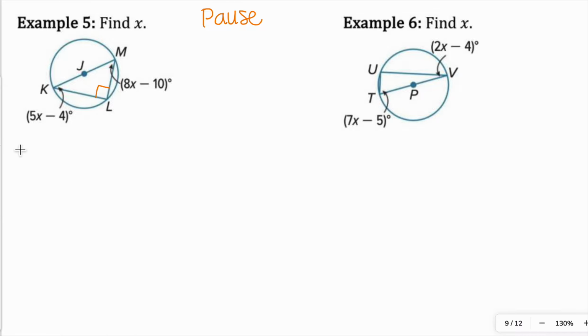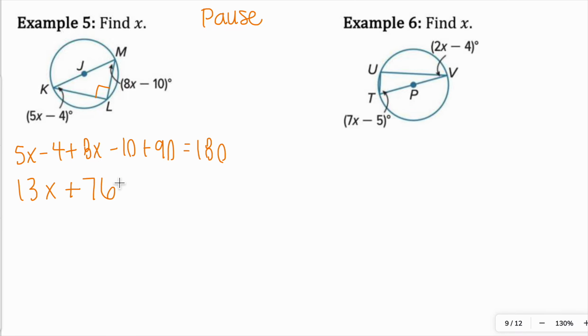So I know that all triangles are 180, so 5x minus 4 plus 8x minus 10 plus my 90-degree angle is 180. I combine like terms, so 13x, and then negative 4, negative 10, that's negative 14, plus the 90 is positive 76, equaling 180. I subtracted 76 from both sides. I'm going to get 104 is equal to 13x, and then divide by 13. I'm going to get 8.